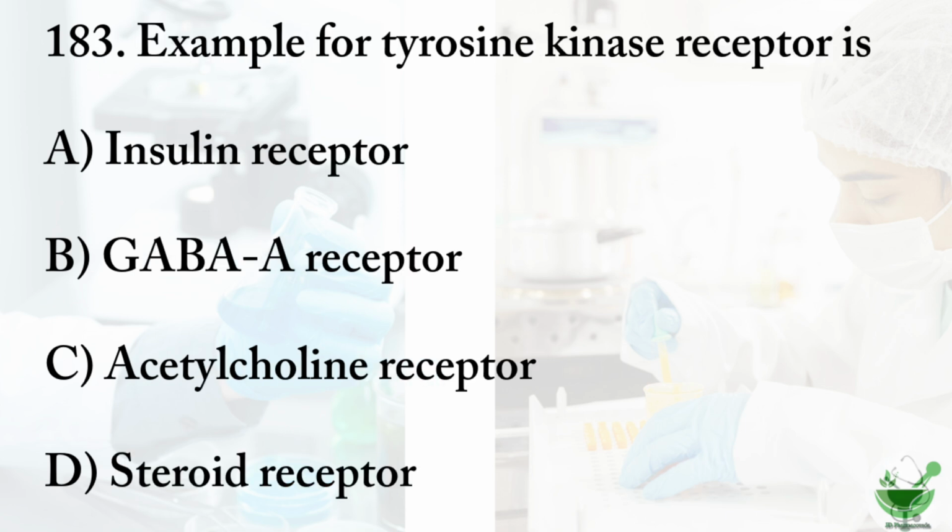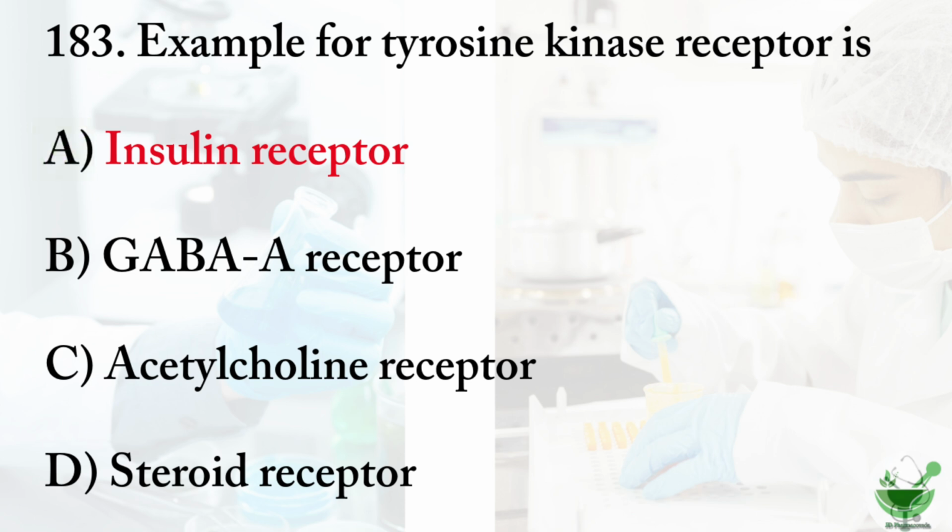Then question number 183, example for tyrosine kinase receptor is option A, insulin receptor, option B, GABA A receptor, option C, acetylcholine receptor, and option D, steroid receptor. So right option is option A, insulin receptor.